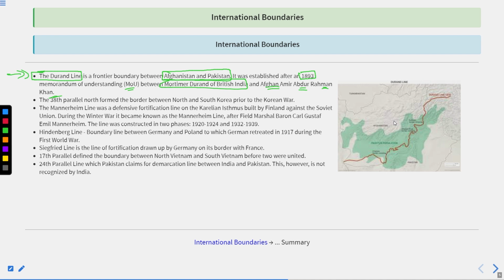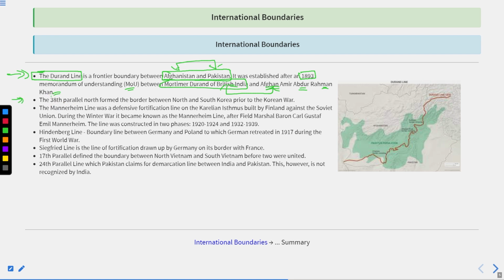But as we know, after independence, that boundary actually falls on the side of Pakistan, because that western part of India is now known as Pakistan. So now this line is between Afghanistan and Pakistan, but in reality it was signed between British India and Afghanistan. Got it?